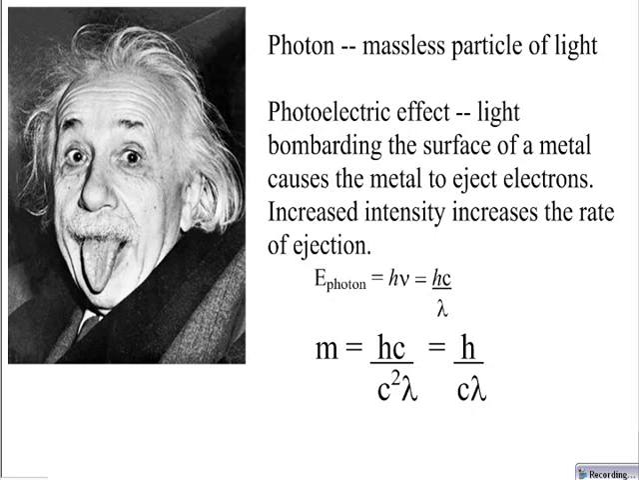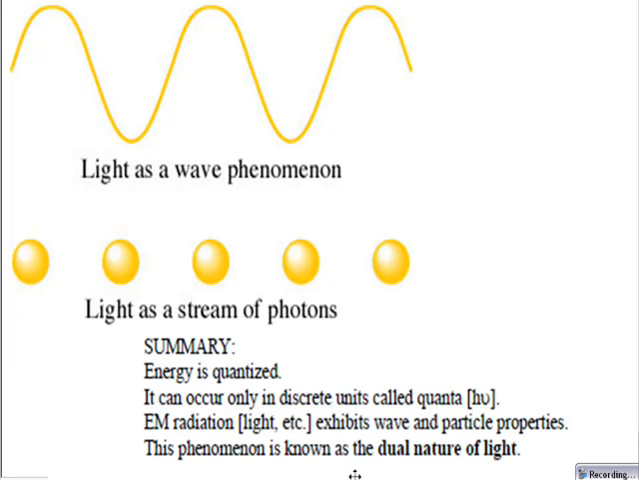In fact, in 1922, a physicist collided X-rays and electrons and showed that photons exhibit the mass exactly as calculated by this equation proposed by Einstein years before. So light can be seen as both a wave phenomenon because it exhibits wave-like properties with amplitude, frequency, and wavelength, but it can also be seen as a stream of photons. So energy is quantized, meaning you have to accept the whole package, and it occurs in discrete units, which we call quanta.